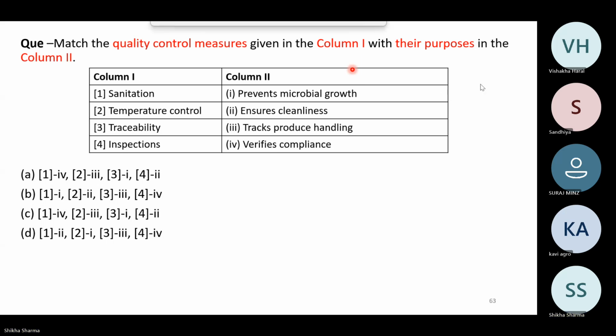Okay. So in column 1, quality control measures are given: sanitation, temperature control, traceability, and inspections. In column 2, their purposes are given: prevents microbial growth, ensures cleanliness, tracks produce handling, and fourth is verifies compliance.